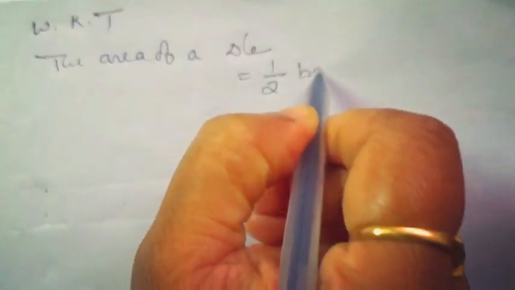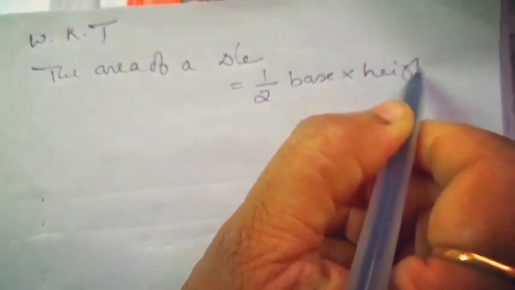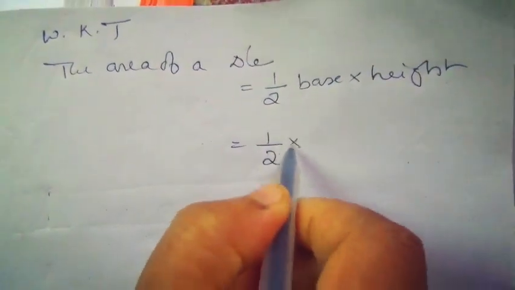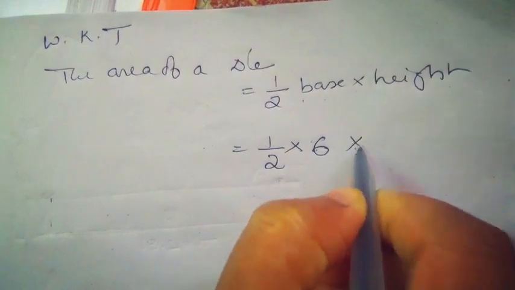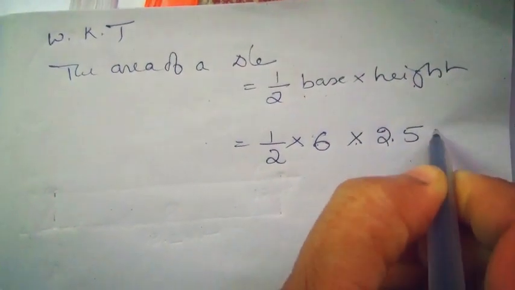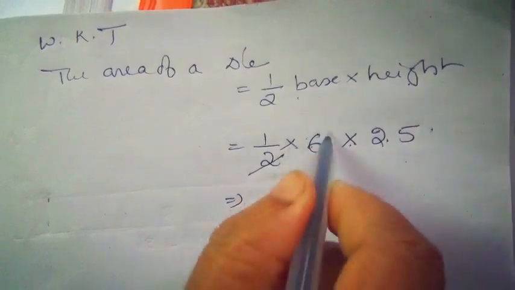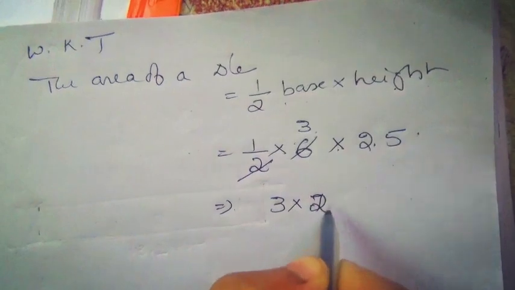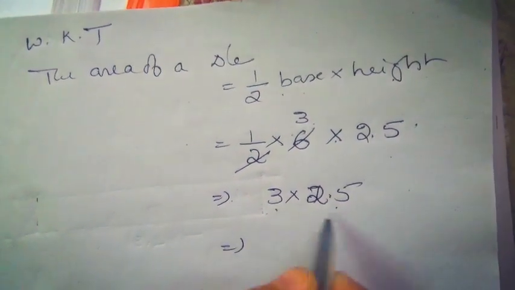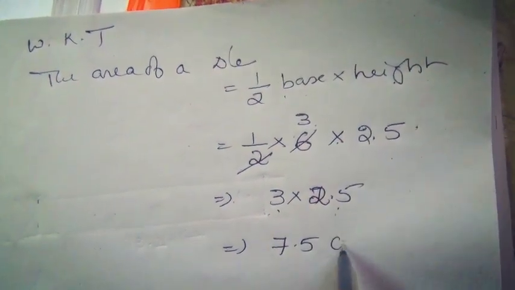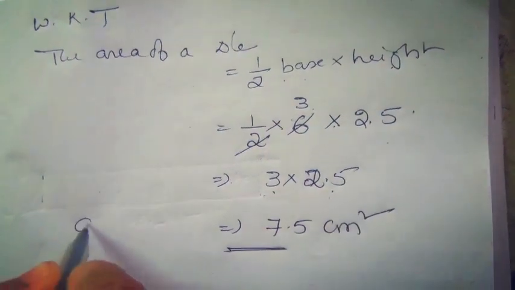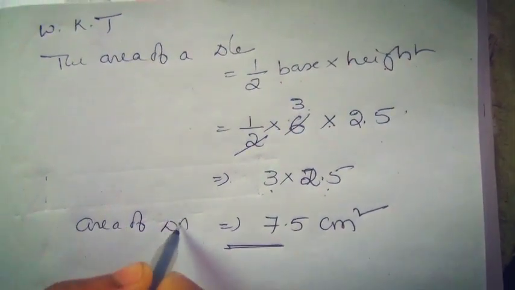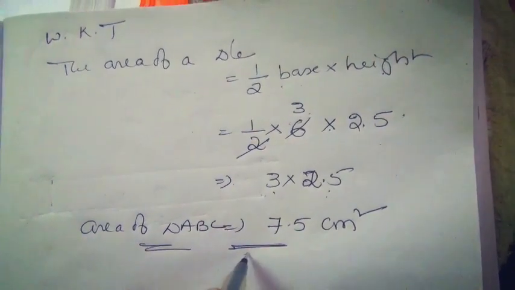And we know that the area of a triangle is equal to half base into height. From the figure we already have the base, 6 centimeters, and the height, 2.5 centimeters. So when you cancel, it is 3 into 2.5. When you multiply these two, you will get 7.5 centimeter square. It is the area of triangle ABC. That's it.